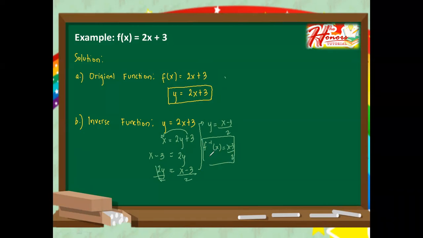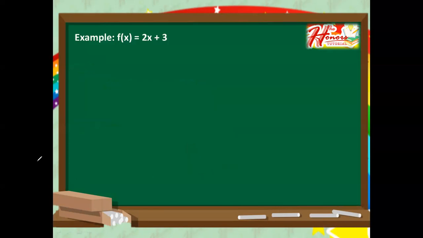Now, we are not yet done with that because as I have mentioned, we have to do the table of values. Let me just do the table of values for the original function first. I will write it here. So let's write C. Table of values. This is for original function.